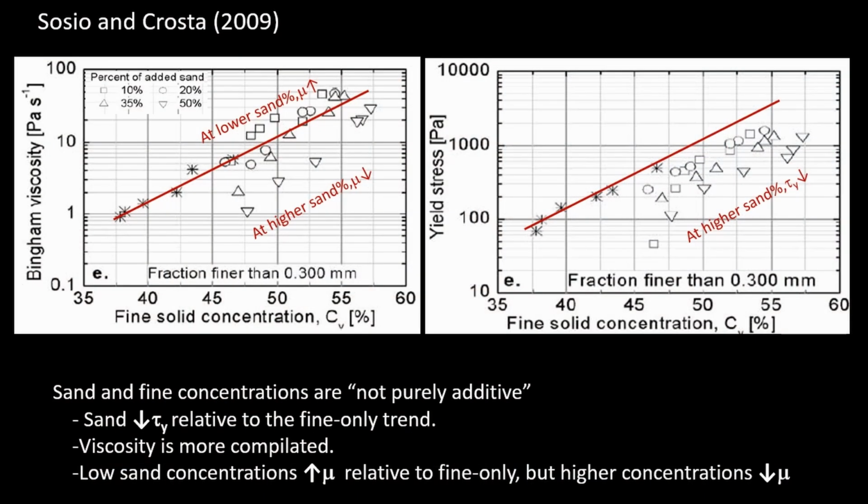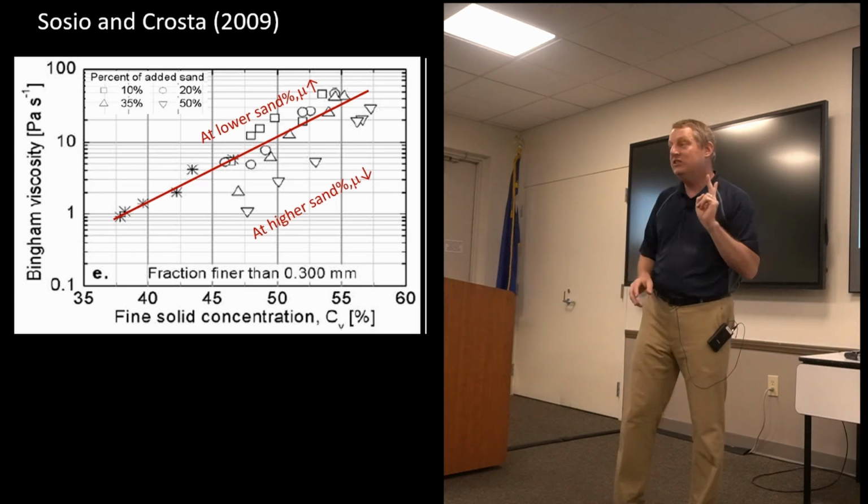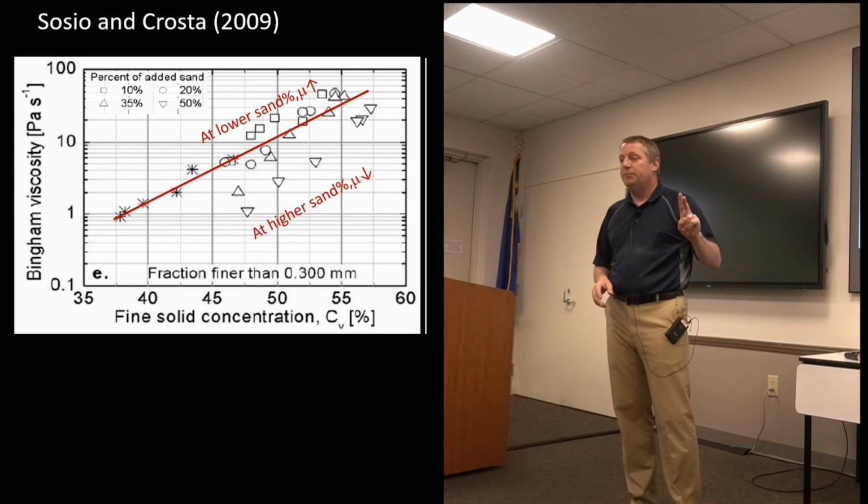Viscosity is more complicated. For viscosity, at first, if you add like 10% sand, the viscosity actually increases, and then it decreases the more sand you add. Okay, so that's what the lab says. And there are at least 2 studies that show this.